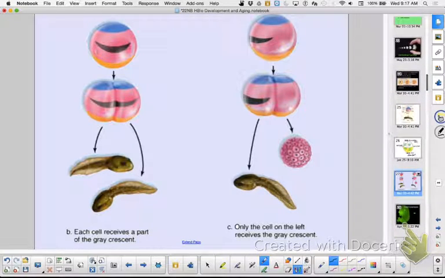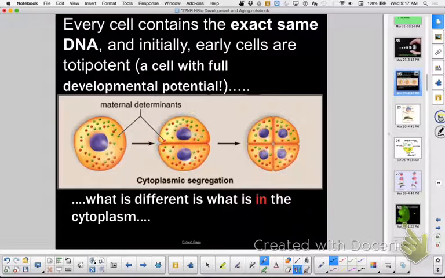And I'm going to jump back to this first slide. Every cell contains the exact same DNA/genetic material. And are totipotent. That's a good word to know. You might want to highlight it. At first, they have full developmental potential.